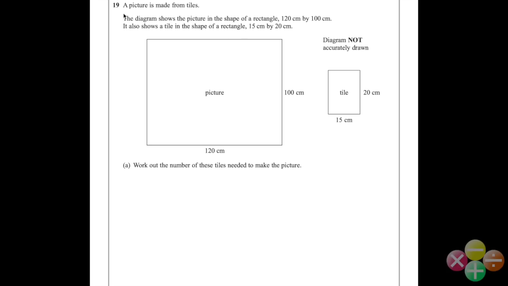Question 19. A picture is made from tiles. The diagram shows the picture in the shape of a rectangle, 120 centimeters by 100 centimeters. It also shows a tile in the shape of a rectangle, 15 centimeters by 20 centimeters. Work out the number of these tiles needed to make the picture. Now don't measure it and see how many times it fits in, because it clearly states the diagram is not accurately drawn. So these aren't accurate sketches.